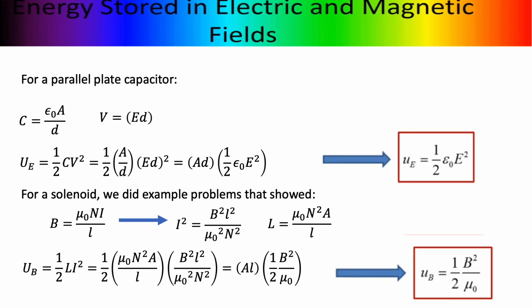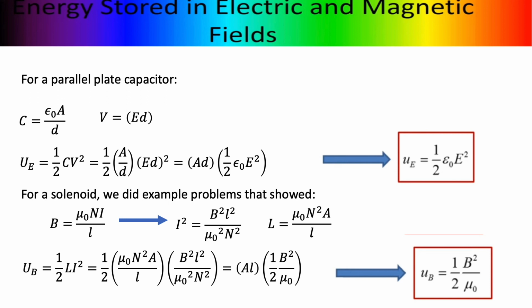So plugging in for C and V and simplifying, we see that we've got A times D multiplied by 1/2 epsilon sub 0 E squared. But what is A times D? A times D is the volume that the capacitor occupies, and so it's the volume that the electric field occupies. And so if we want energy per unit volume, we simply divide out the AD, and we're left with energy density for the electric field is 1/2 epsilon sub 0 E squared. So that's one important equation.